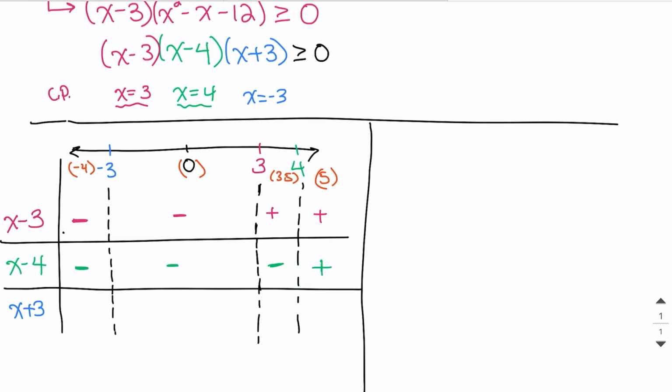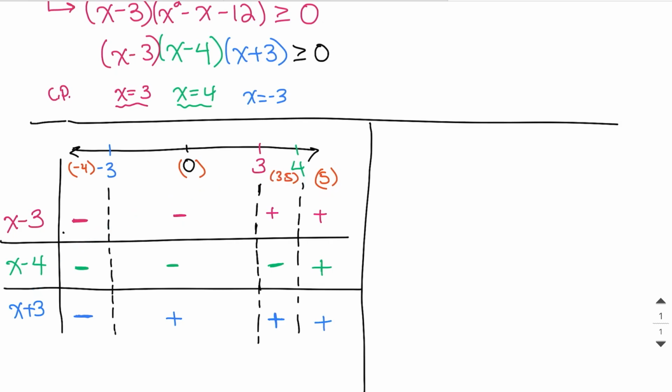Okay? And then lastly, the last one that I have here is x plus 3. So again, if I take negative 4, I plug it in. Negative 4 plus 3 is negative 1. So negative 1 is a negative value, so I'll put a negative sign here. If I take 0 and plug it in, 0 plus 3 would be positive 3, so this would be a positive value. If I take 3.5 and plug it in for x here, 3.5 plus 3 is 6.5. That would also be a positive value. And if I take 5 right here and plug it in, 5 plus 3 is 8. That is also a positive value.